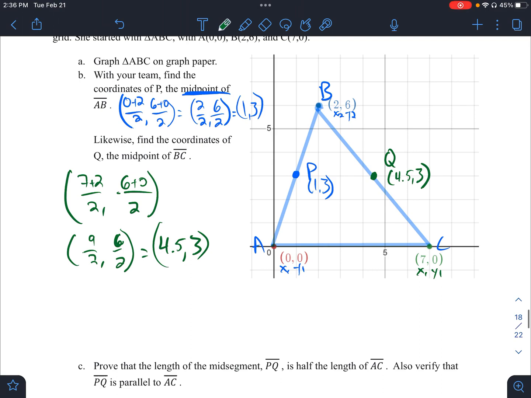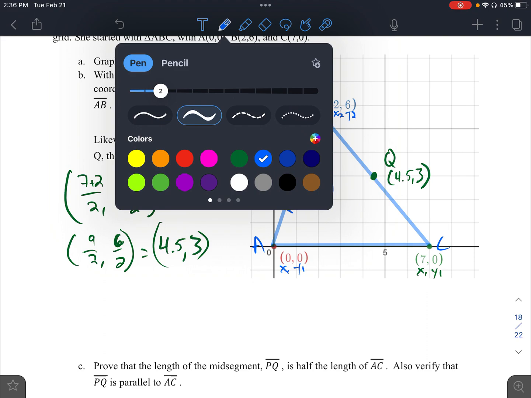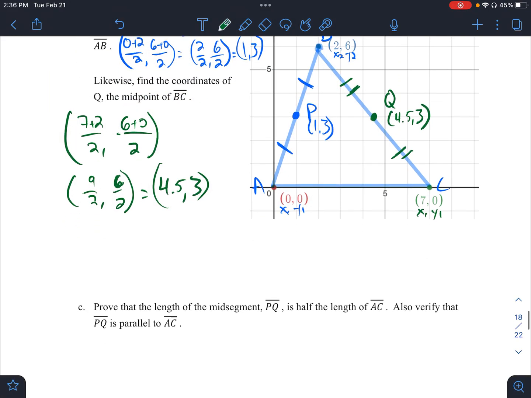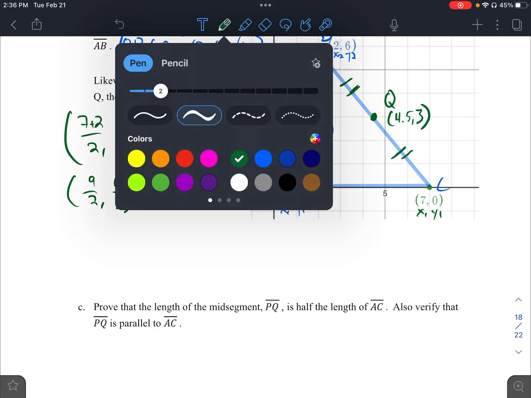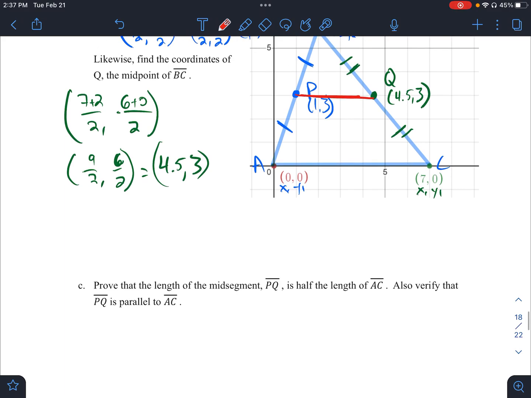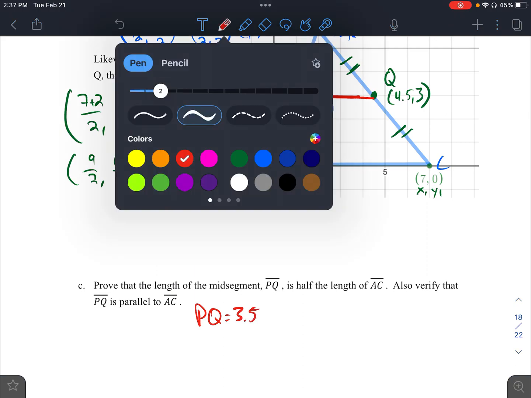So we just have found the midpoint. So what do we really know here? We know these are equal. We know these are equal. Okay? Lastly, it says prove the length of the mid-segment, PQ, is half the length of AC. Also verify that. Well, we can count this, right? We have 1, 2, 3 and a half. So PQ is 3.5.